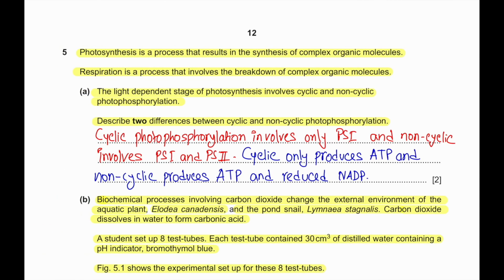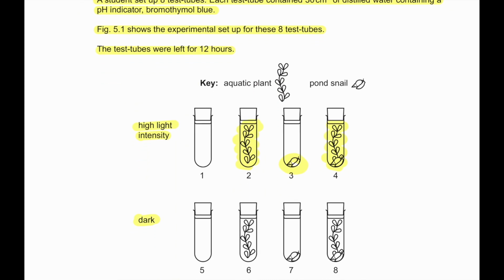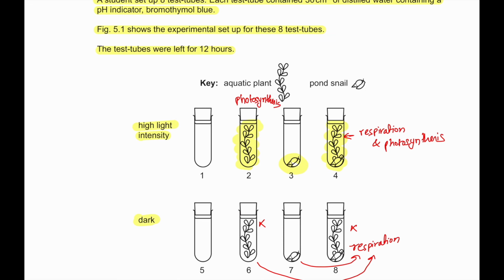Alright, so first of all, let's indicate where photosynthesis will occur. So we will have photosynthesis here. In dark, there will be no photosynthesis. There will only be respiration here. And there will be respiration and photosynthesis here. There will only be respiration. There will only be respiration in 6, 7, 8, in all of them. Only respiration will occur here as well. Okay, let's carry on.